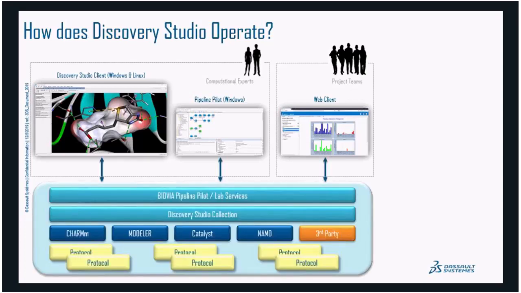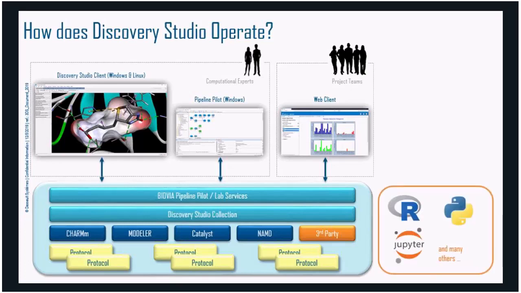Then of course within Discovery Studio we have a number of third-party software implemented. As I mentioned, CHARMm, MODELLER, Catalyst, NAMD, and because we're built on Pipeline Pilot, you could integrate your own third-party software to customize and personalize your research. Many of the libraries are already included in Pipeline Pilot. You can have many R libraries implemented in Pipeline Pilot 2020, we also have Python libraries such as Matplotlib and Seaborn, and Jupyter Notebooks are now available.